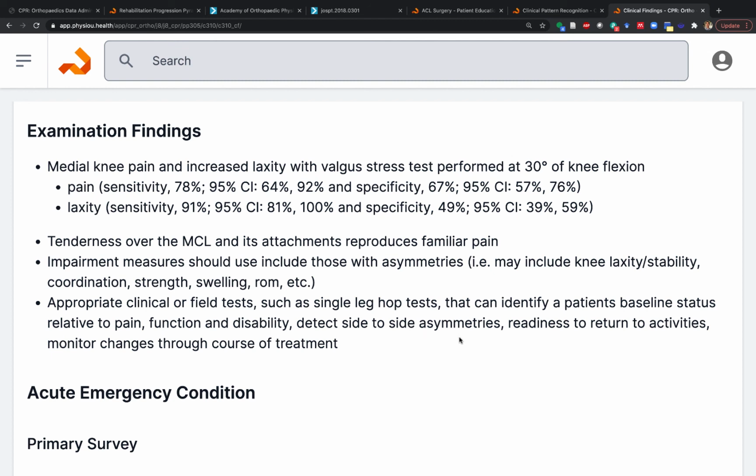Okay, so in the end, it's useful to use these similar tests, which is nice because we've talked about ACL, PCL, MCL. You can imagine LCL will be exactly the same as what we think about here because they're all parts of the passive restraints of the knee.